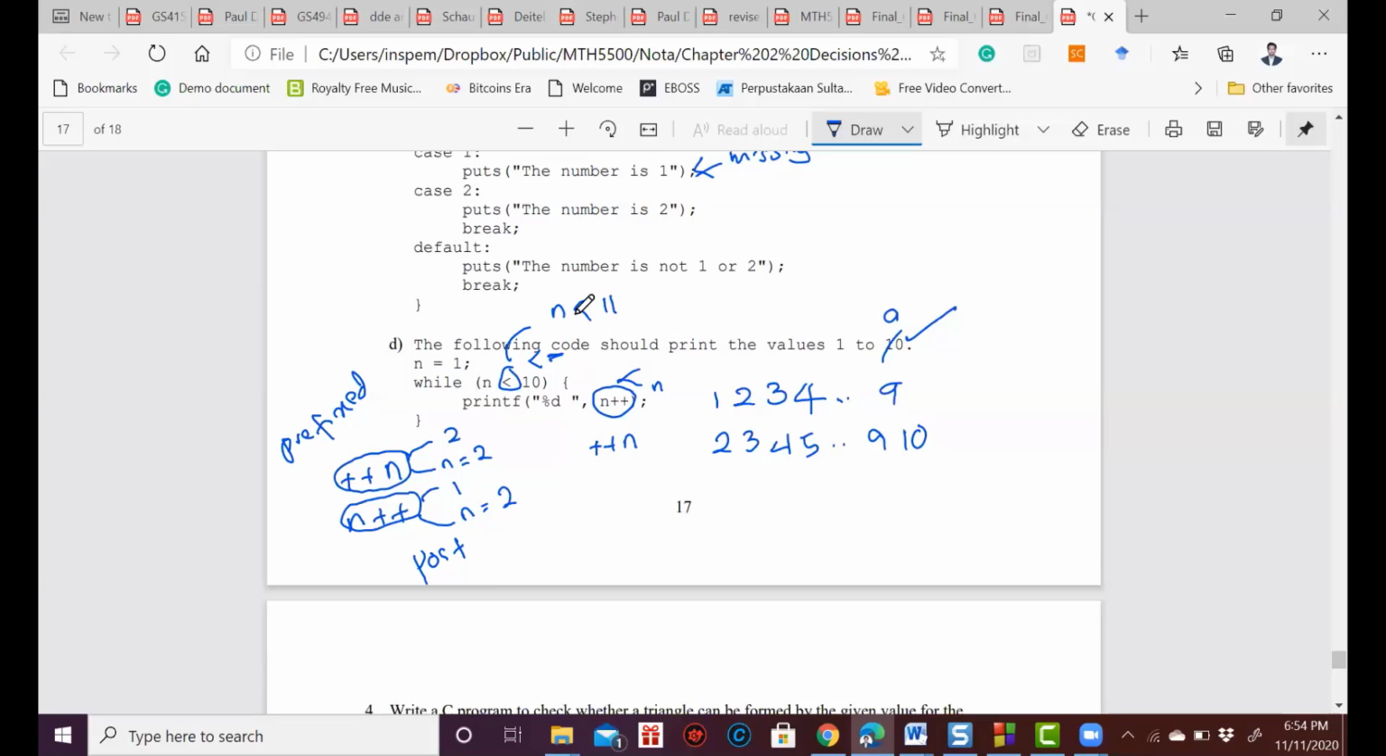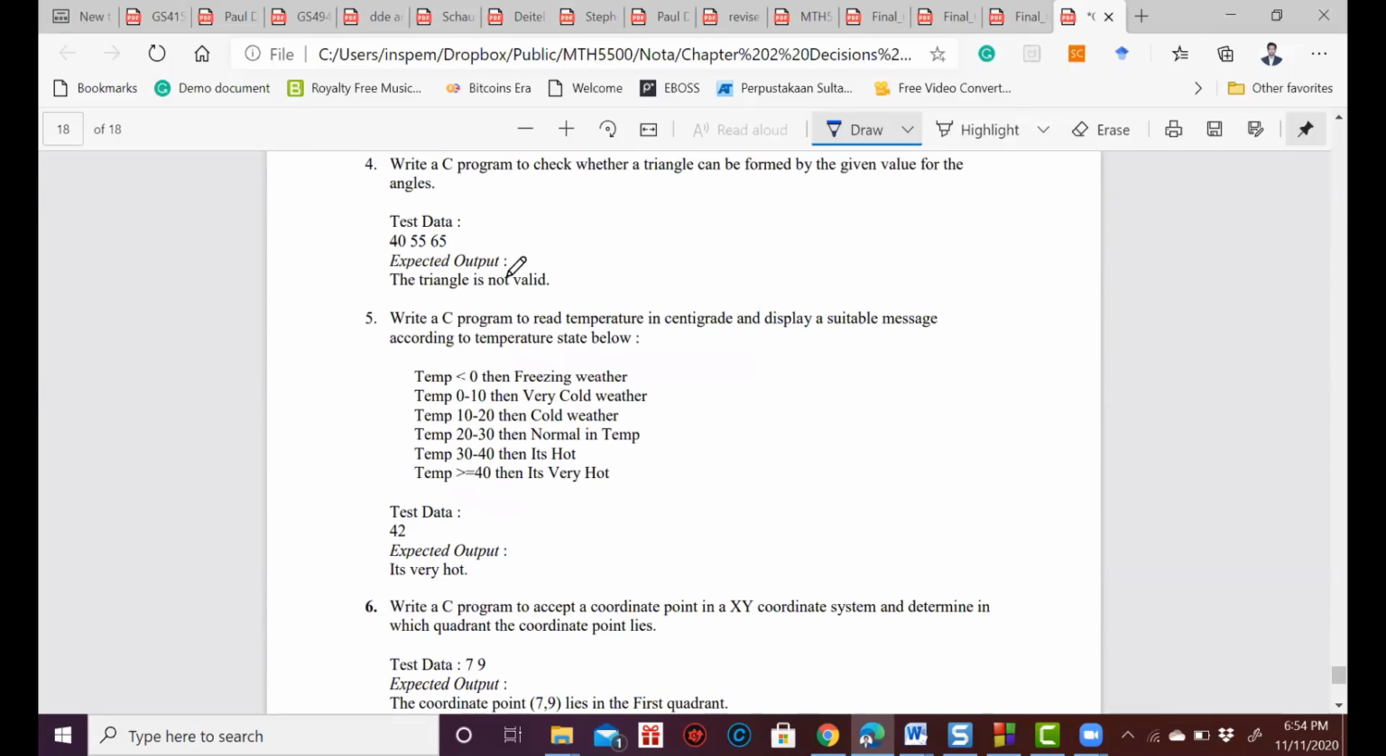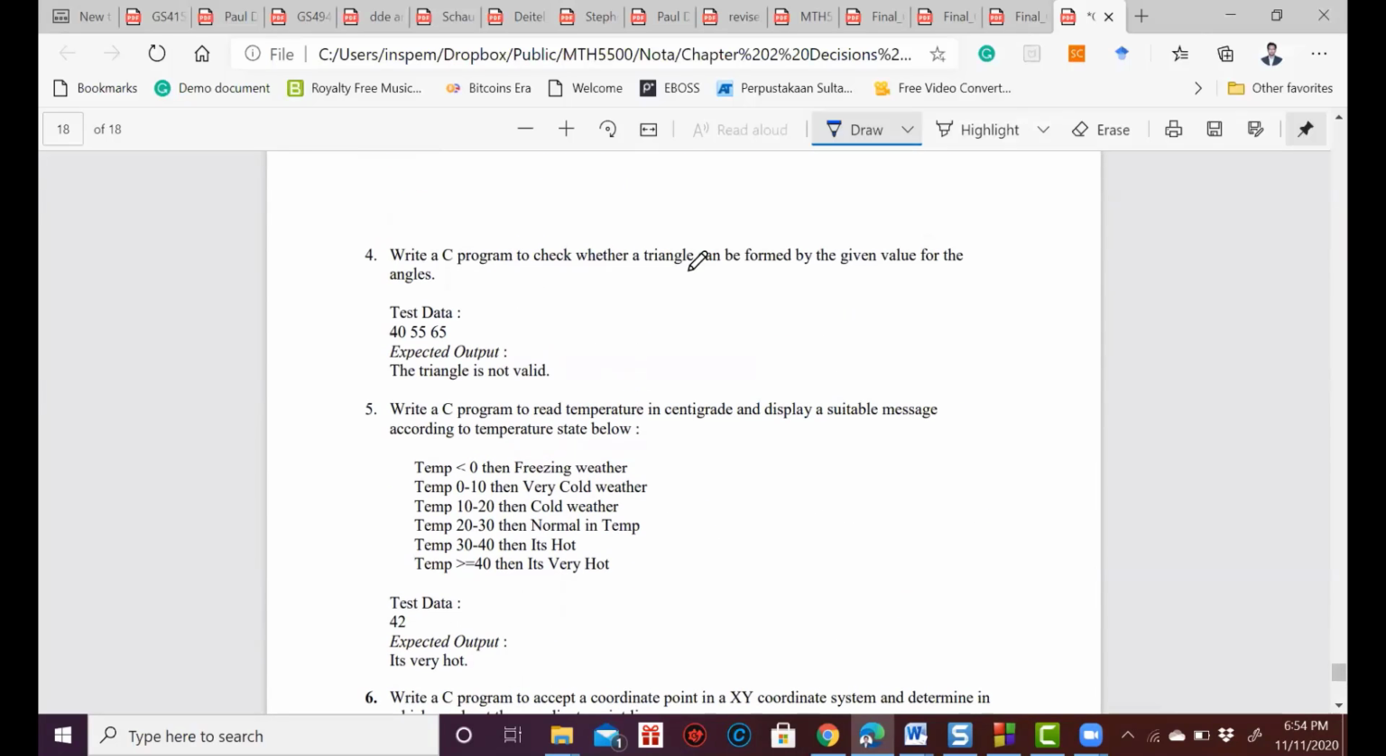Okay, I think we need to stop here. I think we finish this one and then we stop. Write a C program to check whether a triangle can be formed by the given value of the angle. Okay, class. How do we determine it from the three values given? This one is angle, correct? Triangle, what is the condition to form one triangle?